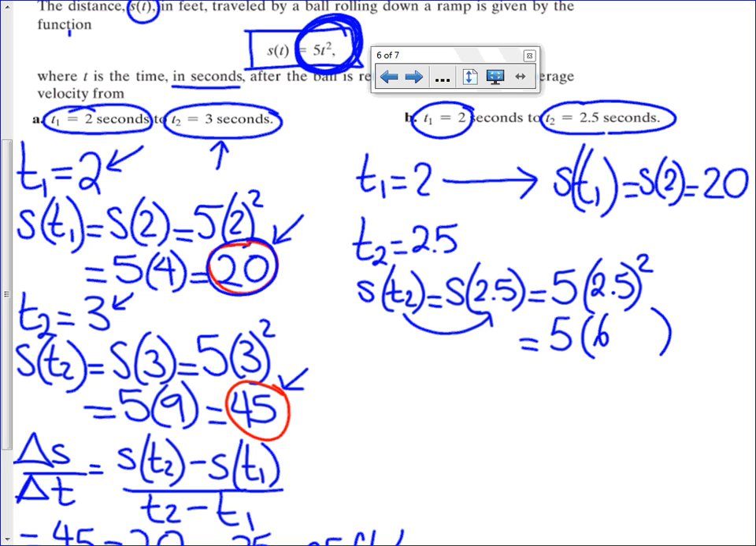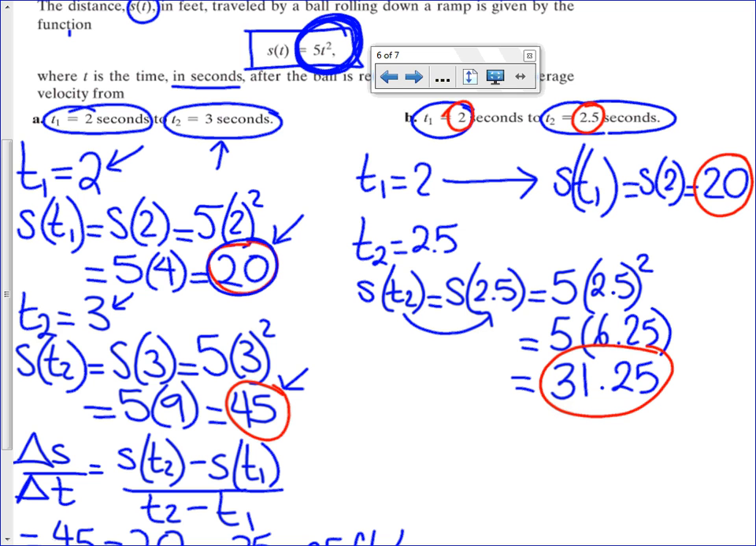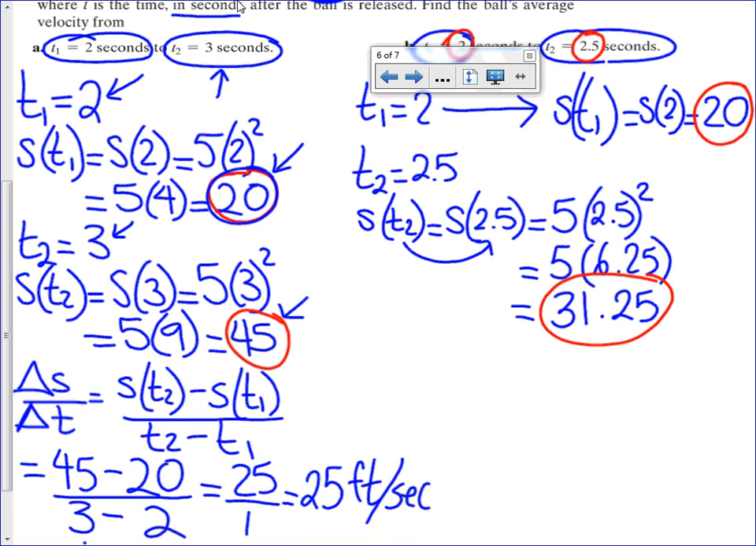Okay, thank you. 6.25. And so 5 times 6.25 is equal to 31.25. So remember that those are the values we're going to be using, and of course, 2.5 and 2. Okay, so let's go ahead and calculate the average velocity.